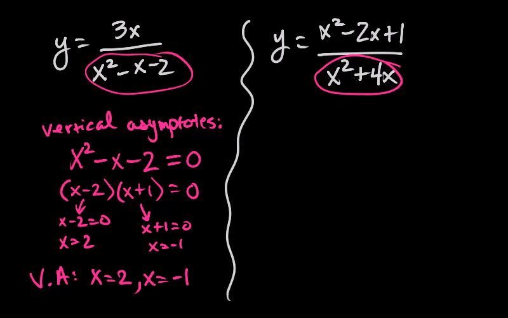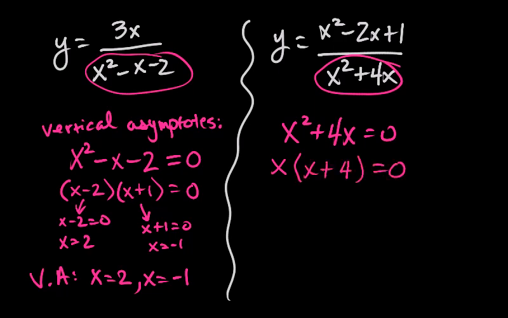So let's try this last one. To find the vertical asymptotes, we would take x squared plus 4x, set it equal to 0, and in this case we just take out a GCF. So x times x plus 4 equals 0. Then we set each part equal to 0. Hopefully as you're watching, you're figuring it out. This would be x equals 0, and you can do it in your head, x equals -4. Good job. So your vertical asymptotes are x equals 0 and x equals -4.